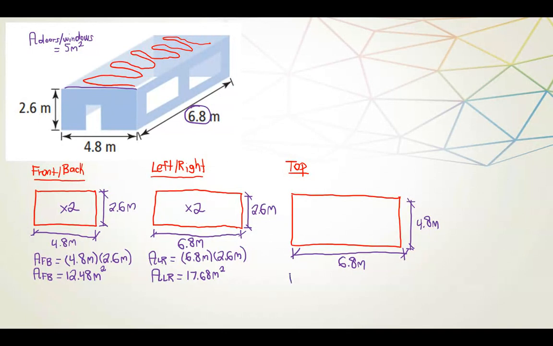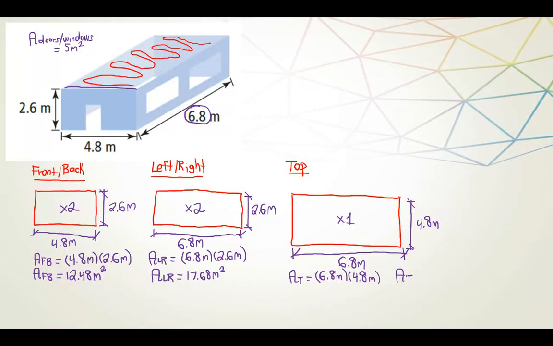Okay, so then the area of the top, so let's write down AT. That's going to be just the area of this rectangle. Now, this only occurs once, because we're not incorporating the bottom. So we're just finding the area of the top. So that's going to be 6.8 meters multiplied by 4.8 meters.